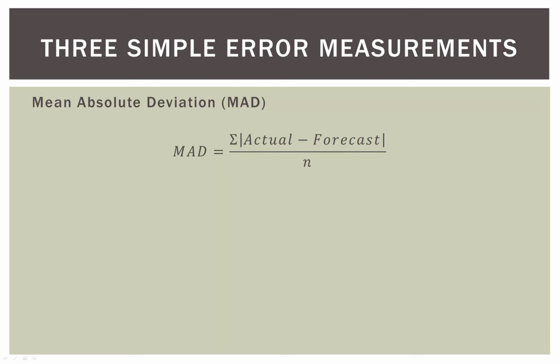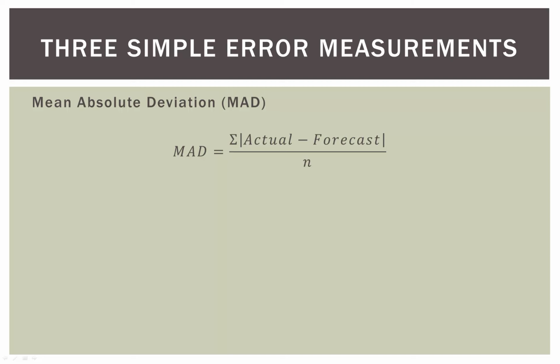The first one is called the mean absolute deviation, or MAD. And this formula may look complex to you, but it's actually extremely simple. We're going to take the actual data value, subtract what we forecasted, and then find the absolute value of that. That's what the 2 vertical lines mean on either side of actual minus forecast. Remember from math in grade school that the absolute value is simply the magnitude, or even simpler, the positive part of any number. Regardless of whether the actual and the forecast is positive or negative, since we take the absolute value, it's going to be positive.